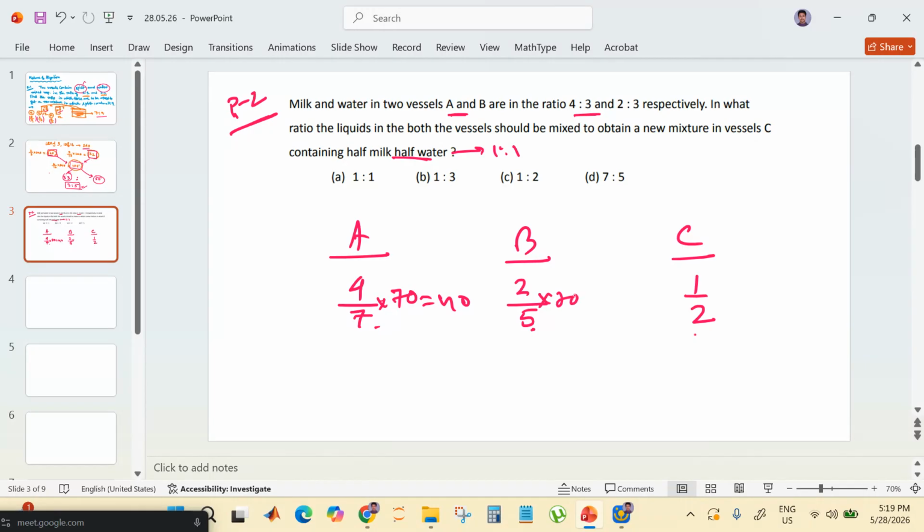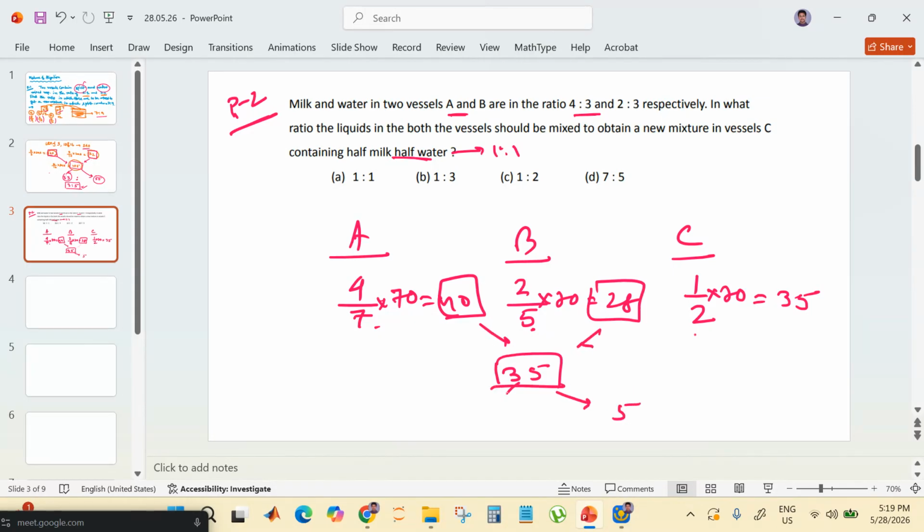If I multiply 70, it remains 28 here. If I multiply with 70, that remains 35 here. So from 40, 28, you have to find 35. So what's the difference? It is 5. What is the difference? It is 7. So answer is 7 is to 5. That means D answer is correct. It is very easy.